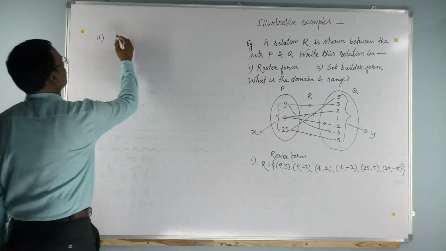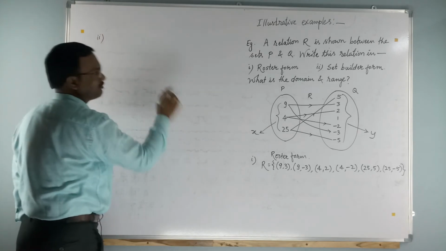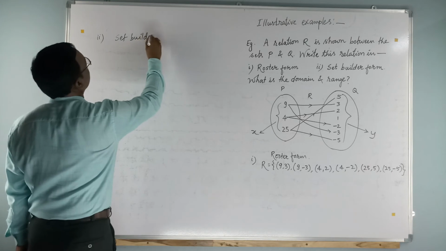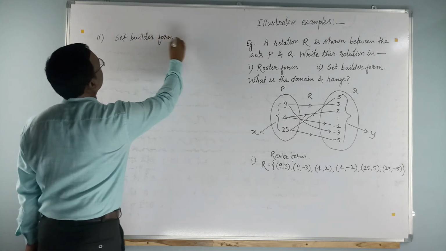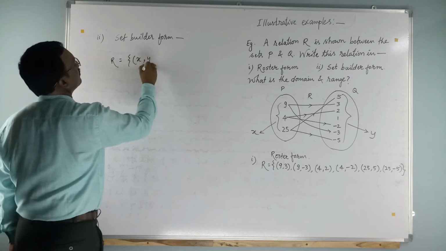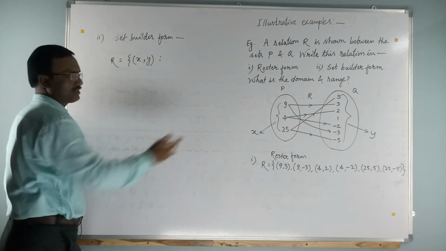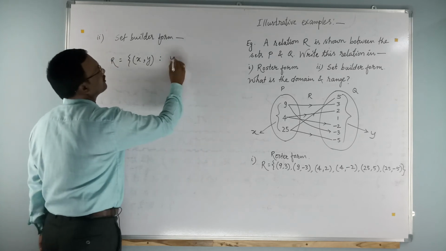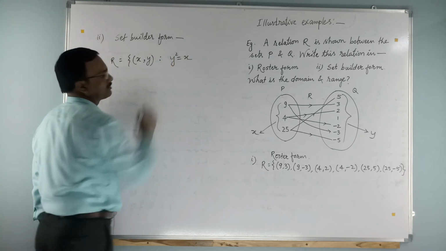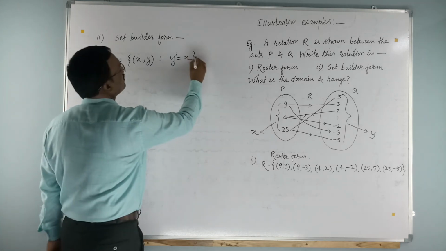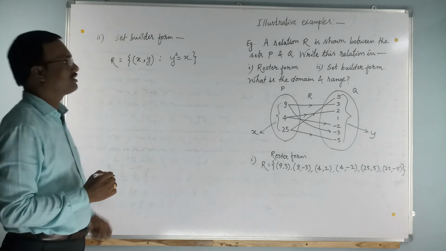So we can write the set builder form as R is equal to the set of all (x, y) such that, what is the relation? y square is equal to x. Okay, y square is equal to x. So this is the set builder form of the relation.